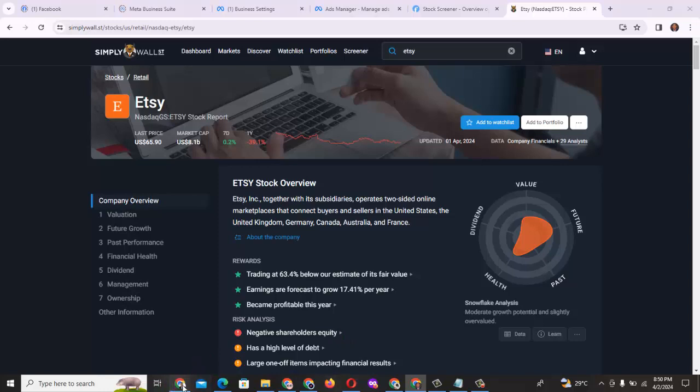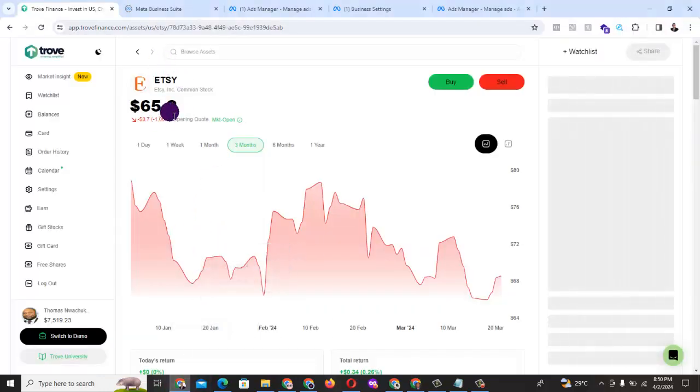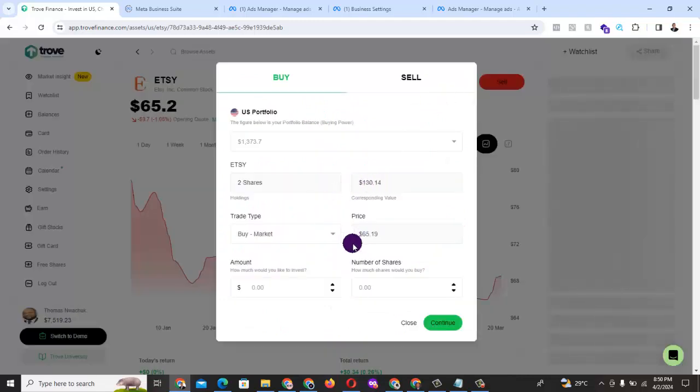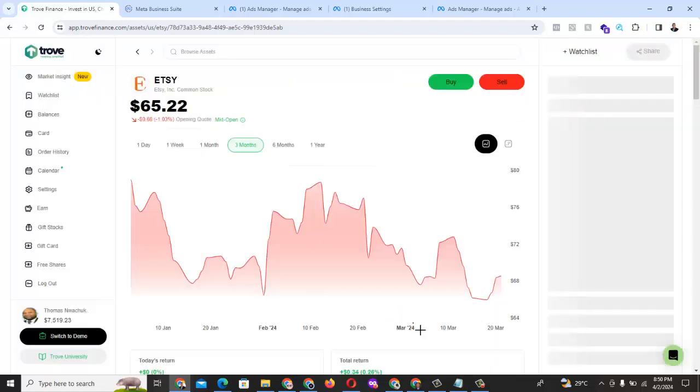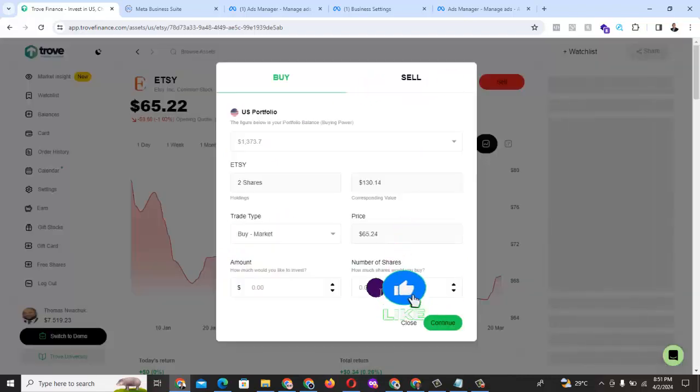Now let me come here and show you how you can buy. Now this is ITSE, and this is what it's showing me. If I want to buy this particular stock now, you can see it is actually 65.24. Now I have $1,373.77. I don't want to put all this money into investing in one particular stock. What can I do? I can buy a bit of this stock. Let me just buy 1 unit of it.